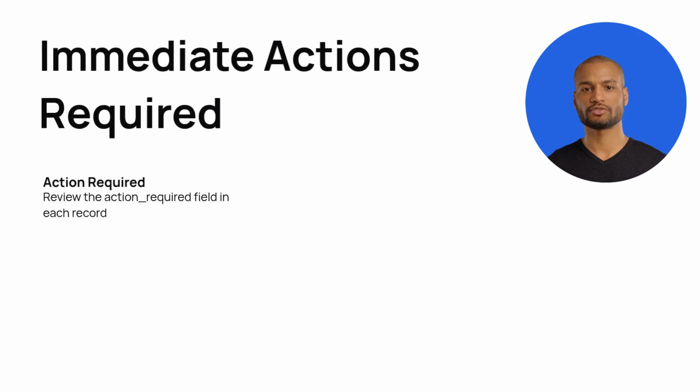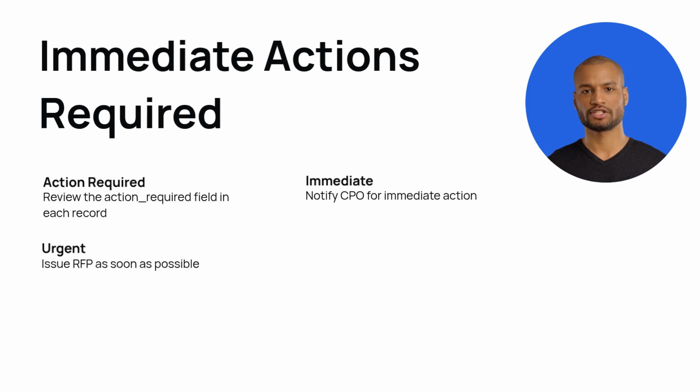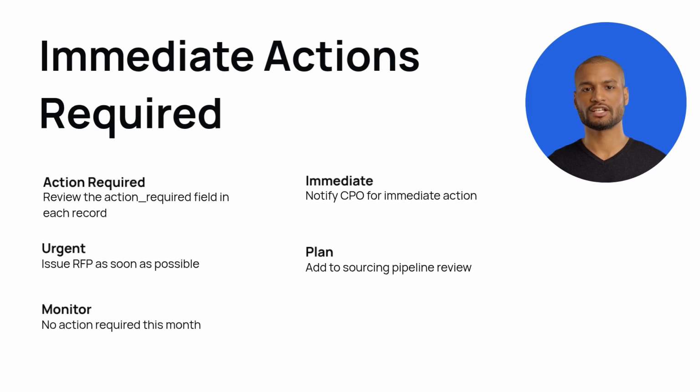Each renewal record includes an action required field to guide the next step. Red records require immediate escalation to the CPO. Amber records indicate that an RFP should be issued quickly. Yellow records should be added to the sourcing review pipeline, while green records only need monitoring for the current month. These action categories help procurement teams respond efficiently and prioritize renewals correctly.